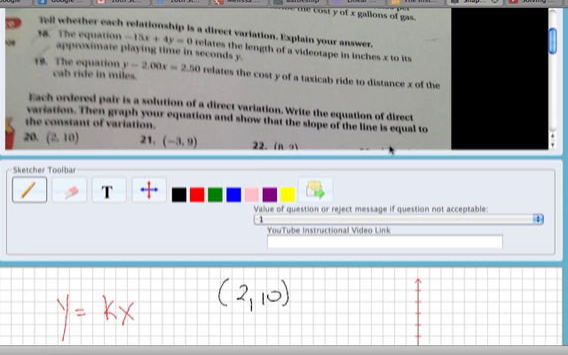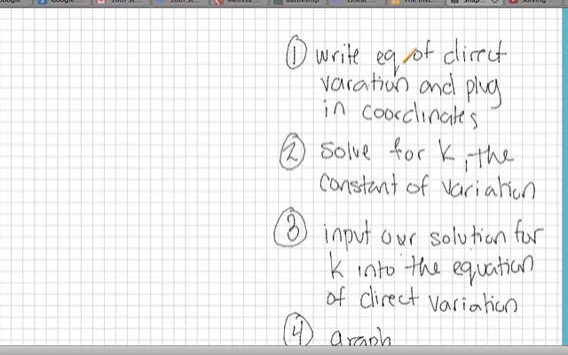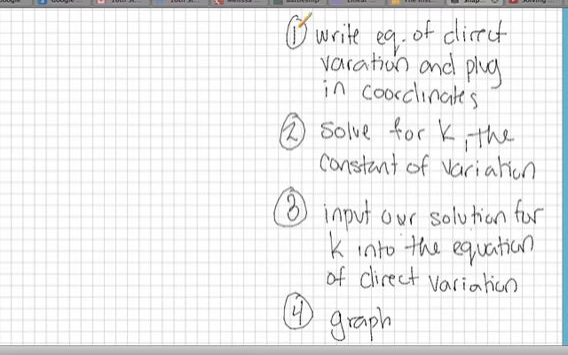Then we're going to graph our solution and show that the slope of the line is equal to the constant of variation. So how we're going to do that is we're going to go step by step here. So let's start on step 1. We're going to write the general equation of direct variation, and we're going to plug in our coordinates.